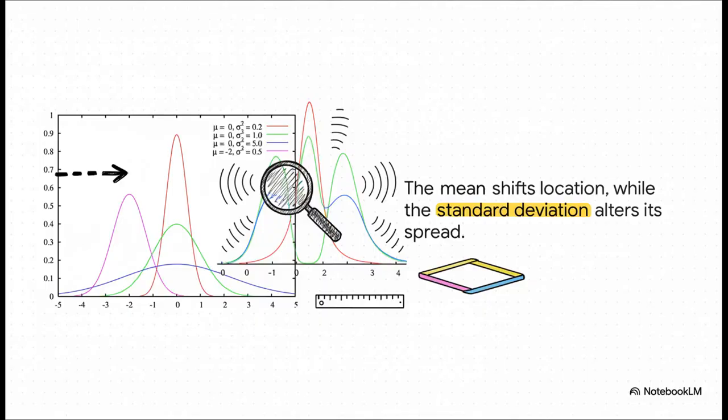And you can see this perfectly right here. See the pink curve? Its center is shifted over to the left because it has a different mean. Now look at the red, green, and blue curves. They're all centered at the same spot, at 0, but their shapes are totally different. That's the standard deviation doing its job, making some tall and narrow, and others, like that blue one, wide and flat. So just remember, mean sets the location, standard deviation sets the spread.